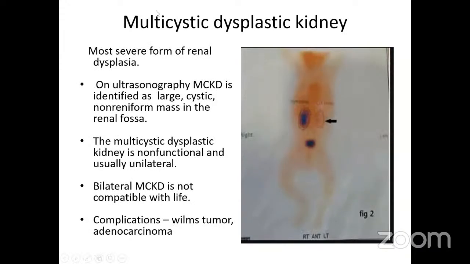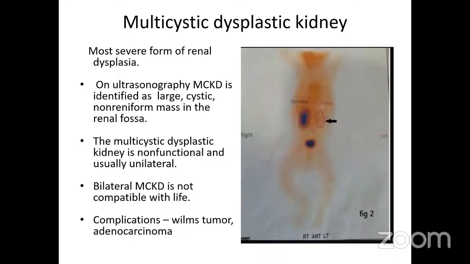Okay. Multicystic dysplastic kidney. This is the most severe form of renal dysplasia. On ultrasonography, MCDK is identified as a large cystic non-reniform mass. Here the renal architecture is completely lost in the renal fossa. The multicystic dysplastic kidney is non-functional and usually unilateral, as bilateral MCDK is not compatible with life.